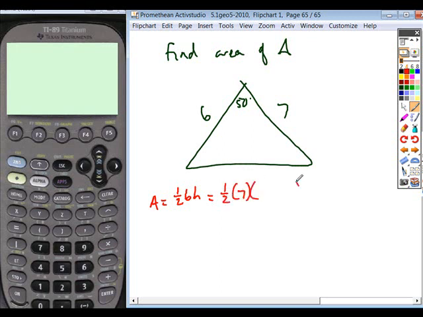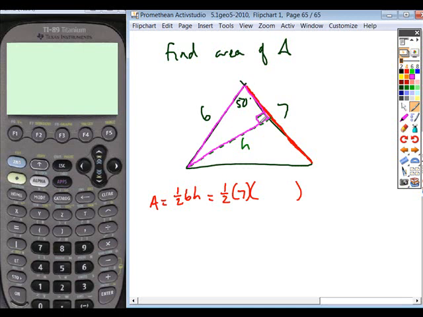So we have all but one piece of information already for our formula. Here's our base, and the only piece that we need is this height. Let's establish our height as this perpendicular segment from our base to the opposite vertex. When I draw this height, I'll call it h. What does that create in my triangle now? Now it creates a right triangle.